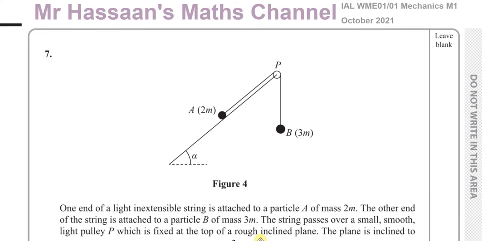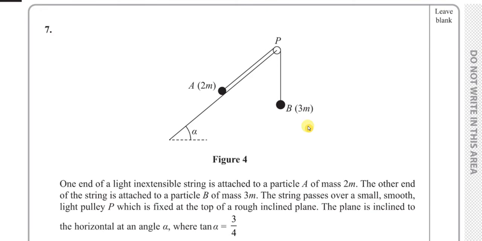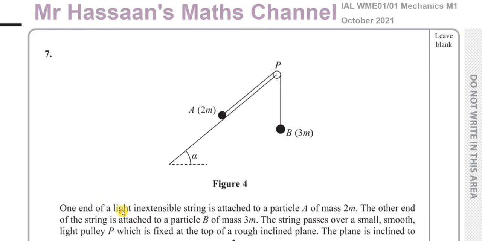I'm now answering question number 7 from the Mechanics M1 October 2021 session. This question is about connected particles, inclined planes, friction, and so on. It says one end of a light inextensible string is attached to a particle A of mass 2m. The other end of the string is attached to a particle B of mass 3m.